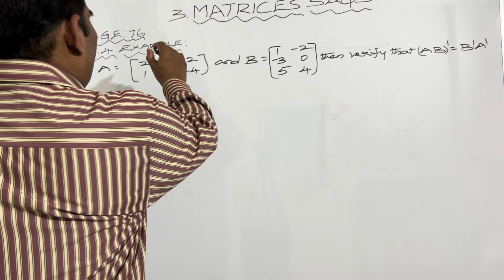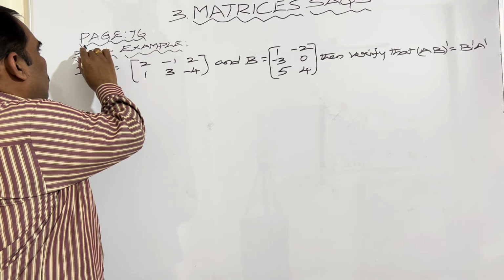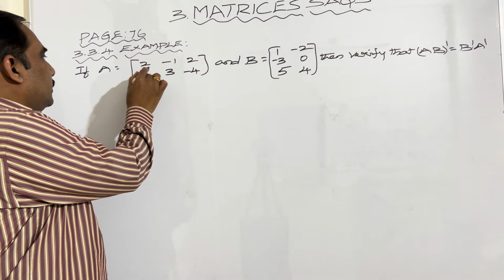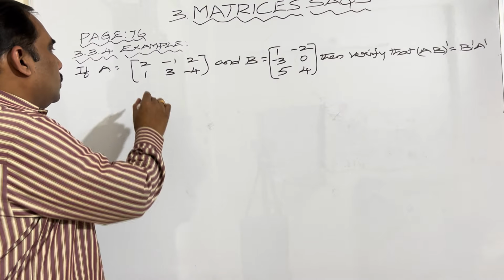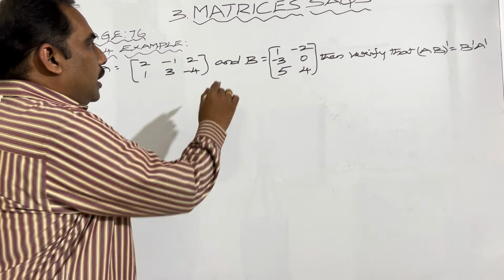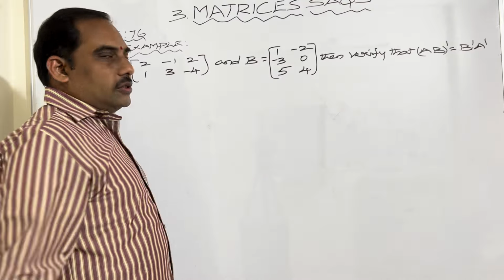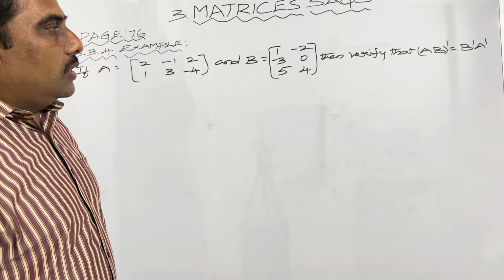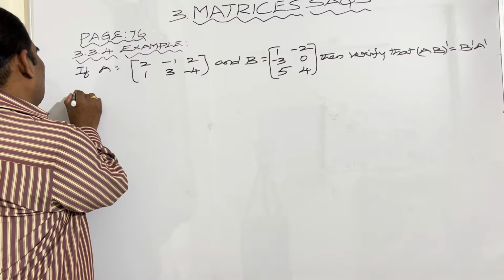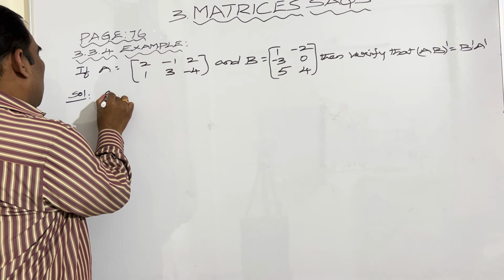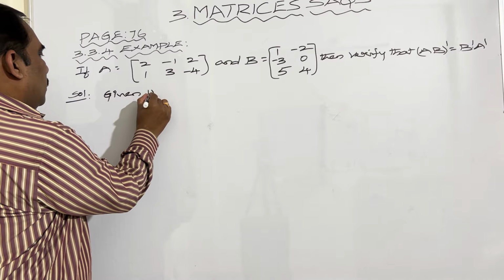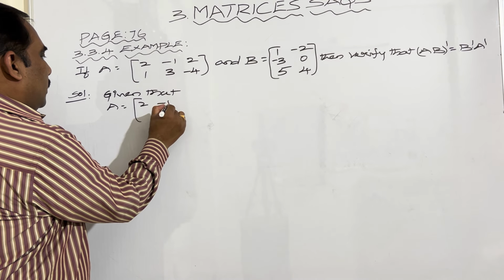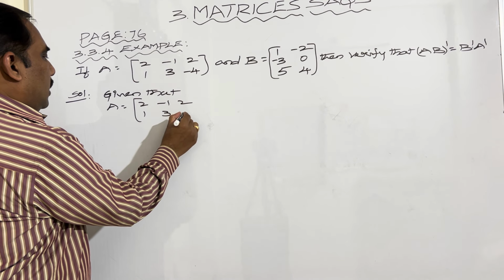So in this video we are going to discuss matrices, SAQs. Page number 76, example 3.3.4. If matrix A is equal to [2, -1, 2; 1, 3, -4] and B is equal to [1, -2; -3, 0; 5, 4], then verify that (AB) transpose is equal to B transpose into A transpose. In the solution, given that matrix A is equal to [2, -1, 2; 1, 3, -4].